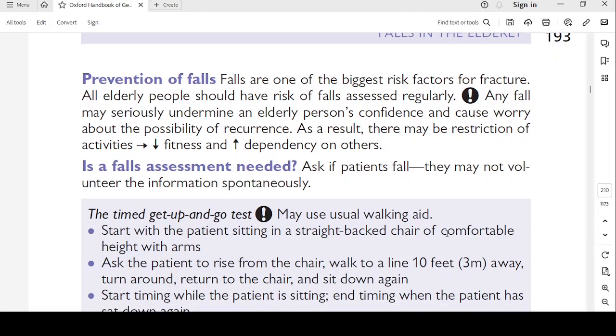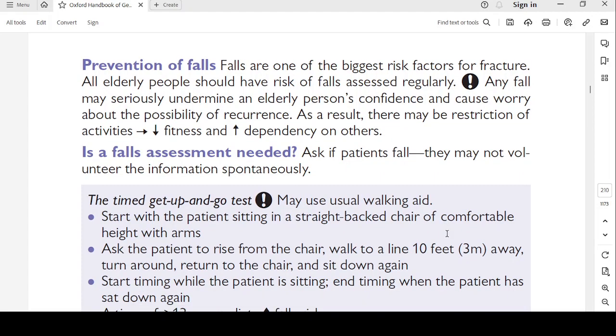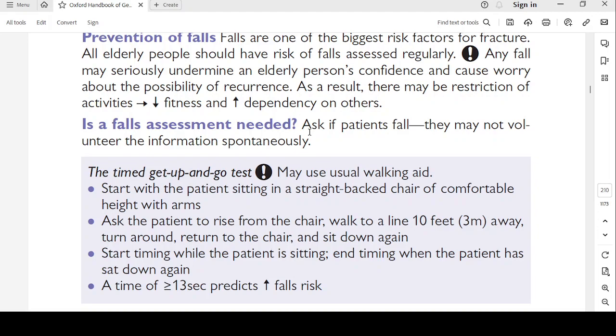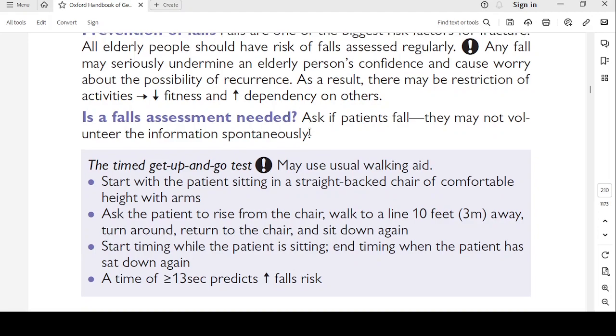Prevention of falls. Falls are one of the biggest risk factors for fracture. All elderly people should have risk of falls assessed regularly. Any fall may seriously undermine an elderly person's confidence and cause worry about the possibility of recurrence. As a result, there may be restriction of activities, decrease in fitness, and dependency on others.